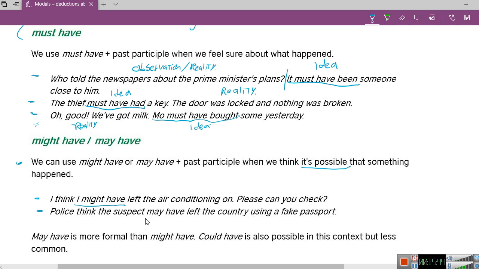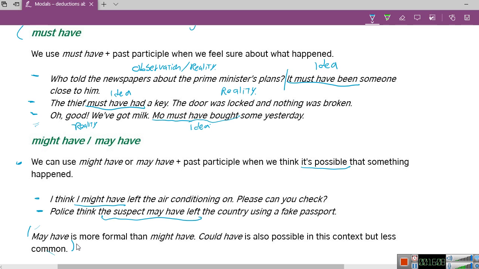So let me highlight it. The suspect may have left. Alright. We have a small parenthesis here. And may have is more formal than might have. Could have is also possible in this context, but less common.